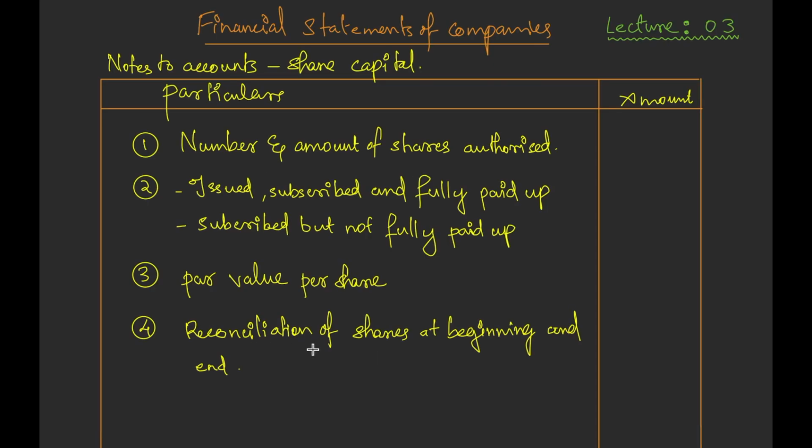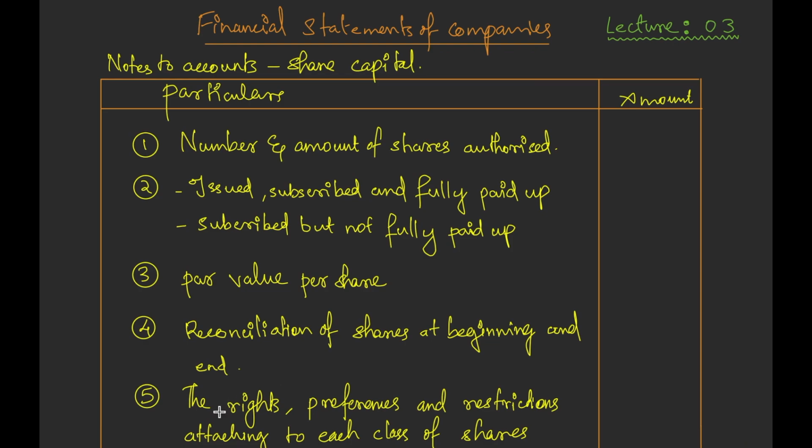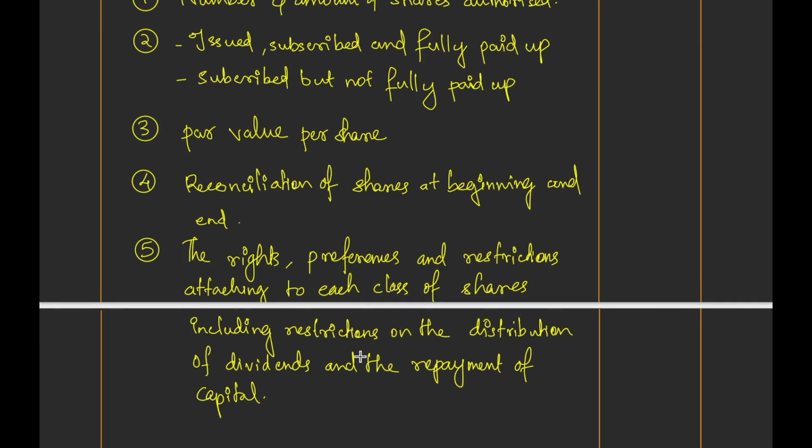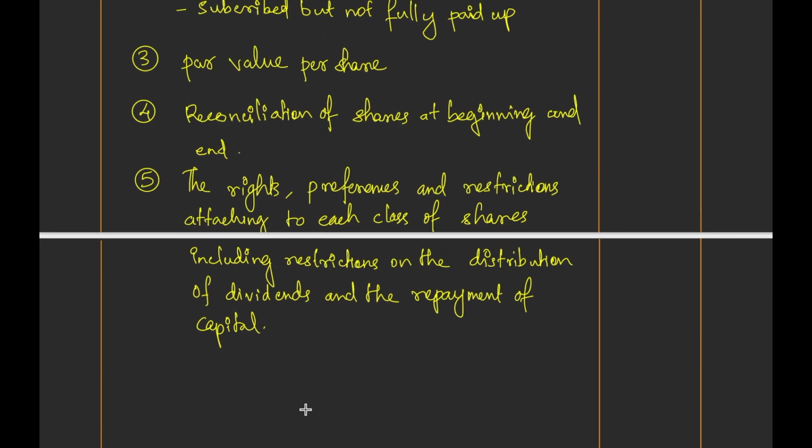After reconciliation, the next one is the rights, preferences, and restrictions attaching to each class of shares, including restrictions on the distribution of dividends and the repayment of capital. So you have to give information about rights, preferences, and restrictions attaching to each class of shares, including restrictions on the distribution of dividends and the repayment of capital here in the notes to accounts.